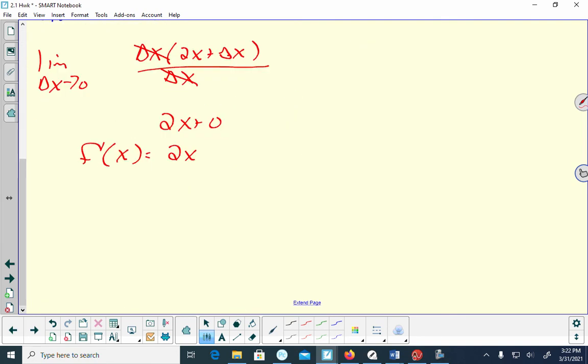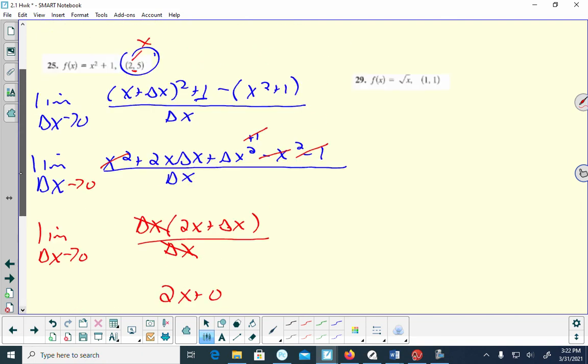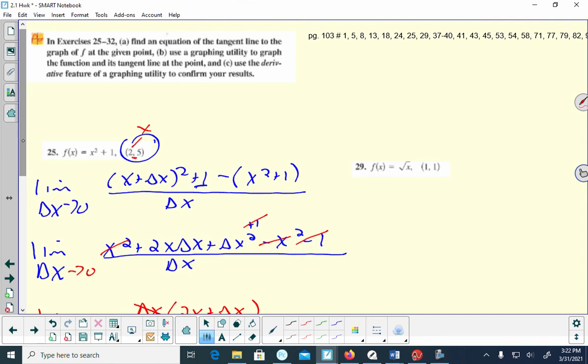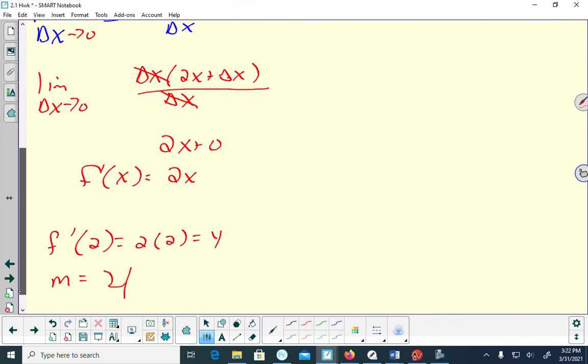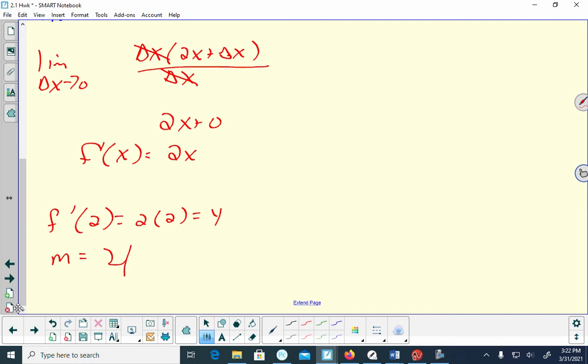So I'm going to go down here and say the derivative at 2 is going to be 2 times 2, which will be 4. So that tells me that is the slope of my tangent line. The slope of my tangent line is 4. I want to write the equation of the tangent line that goes through this point. So I know a point and I know a slope. I can write a line.